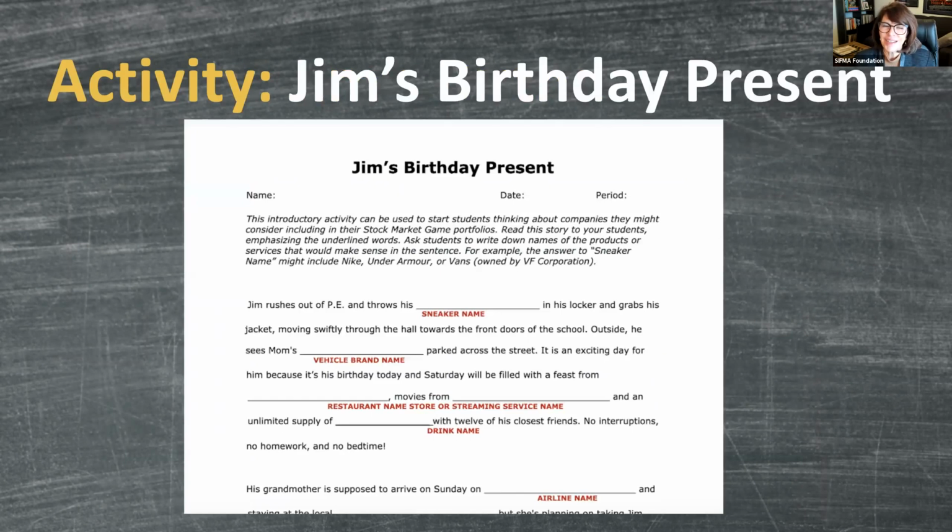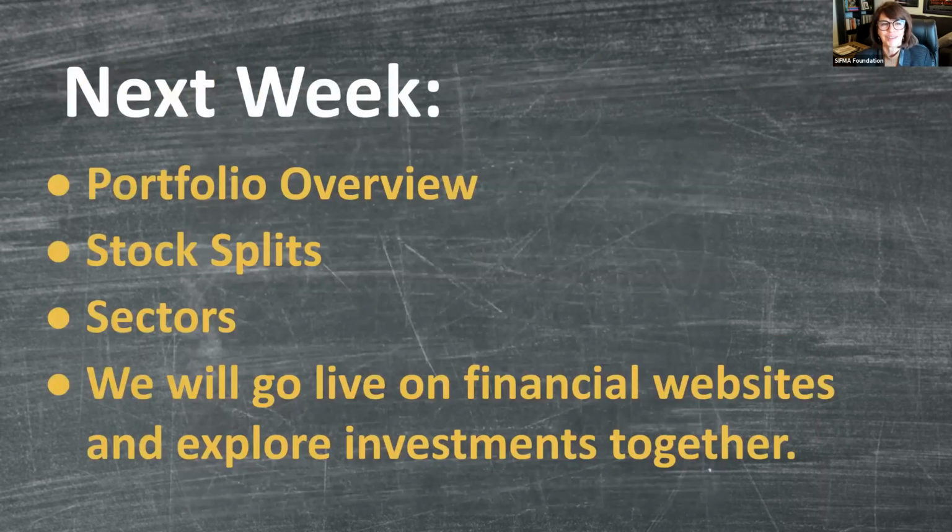And I have a second activity. This is a fun one, Jim's birthday present. You get to fill in and see what comes out. And you're going to come up with all kinds of ideas of stocks to research. All right, again, next week, portfolio overview. And we're going to go over, if we have time, stock splits and sectors. But most importantly, we're going to view some financial websites together and explore stocks. And we're also going to fill out that worksheet.